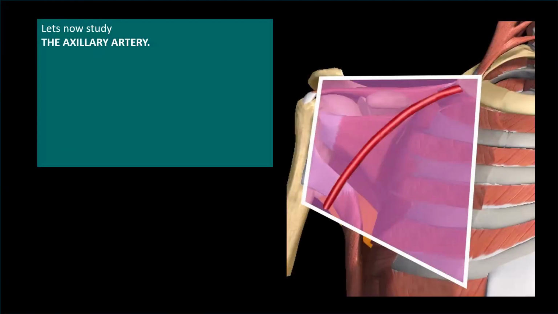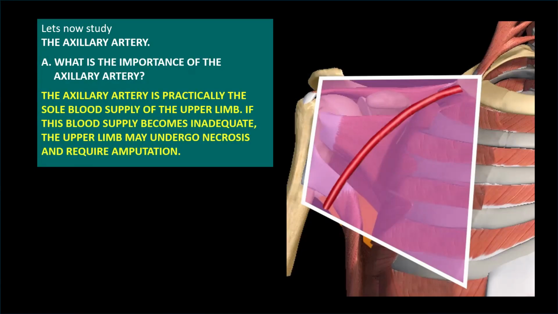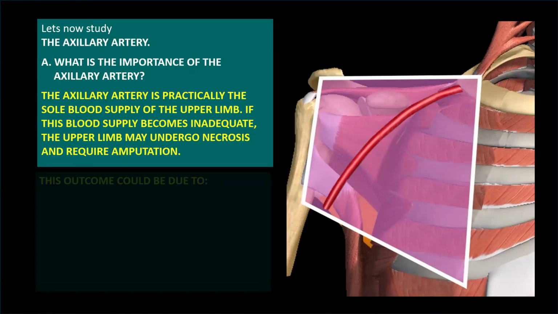Let's now study the axillary artery. A. What is the importance of the axillary artery? The axillary artery is practically the sole blood supply of the upper limb. If this blood supply becomes inadequate, the upper limb may undergo necrosis and require amputation.